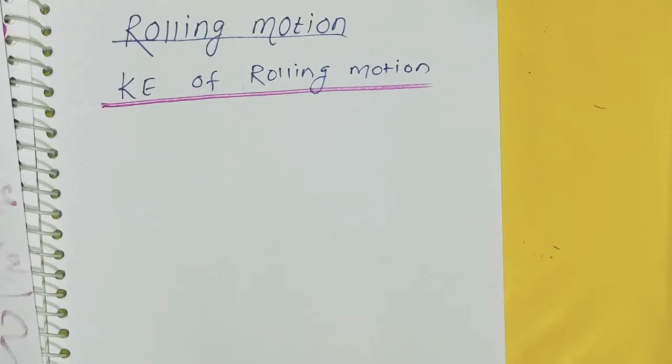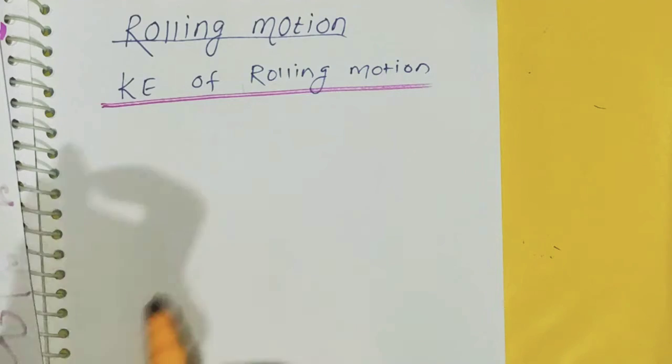Hello everyone. Today we will learn about rolling motion. So first we will find the kinetic energy of rolling motion. Now let us consider a sphere whose mass is m and radius is r.